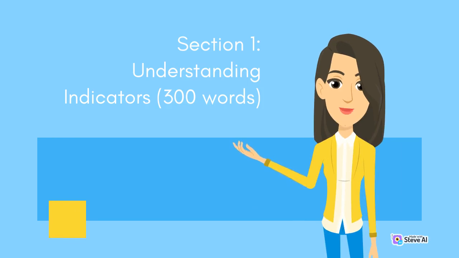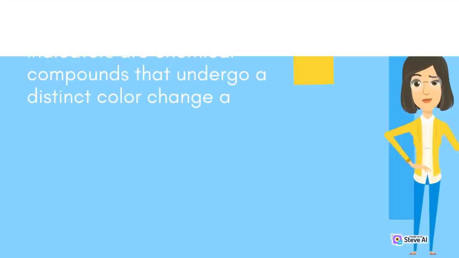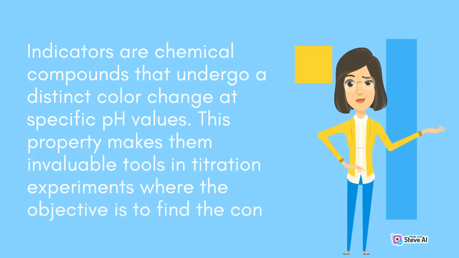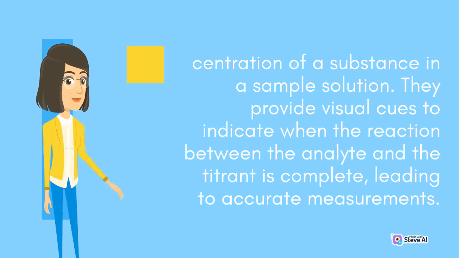Section 1, Understanding Indicators, 300 words. Indicators are chemical compounds that undergo a distinct color change at specific pH values. This property makes them invaluable tools in titration experiments where the objective is to find the concentration of a substance in a sample solution. They provide visual cues to indicate when the reaction between the analyte and the titrant is complete, leading to accurate measurements.